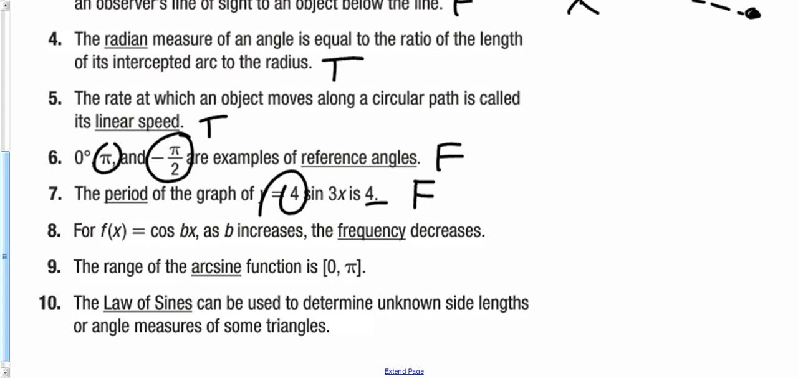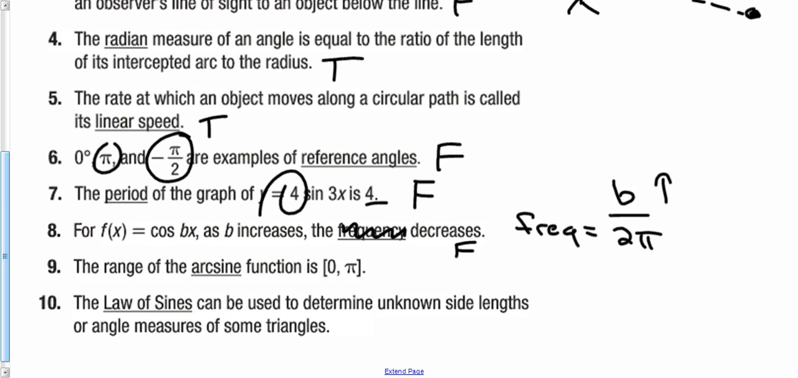Okay. Number 8, for f of x equals cosine bx, as b increases, the frequency decreases. Okay, so as b goes up, remember my formula for frequency. Frequency is the inverse of period. So the formula for frequency is going to be b over 2 pi. So if b goes up, the frequency is going to go up. So this is not going to be true. This is going to be false.